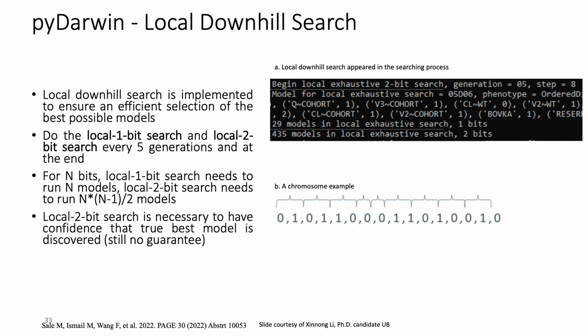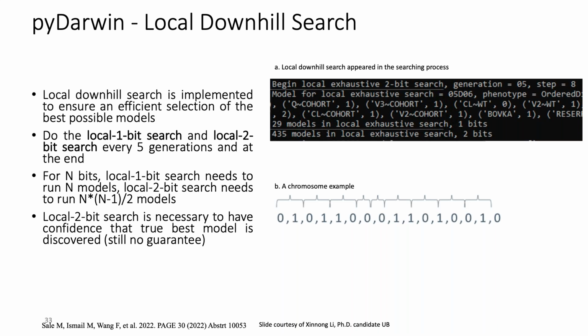And as in the original assessment, a local downhill search is incorporated into all of these algorithms. And this is to ensure an efficient selection of the best possible models. And so this is illustrated here. You can see some screen caps here for what this looks like when you run this in pyDarwin. You can do a local 1-bit search and local 2-bit search every 5 generations. And again, you can customize the number of generations.